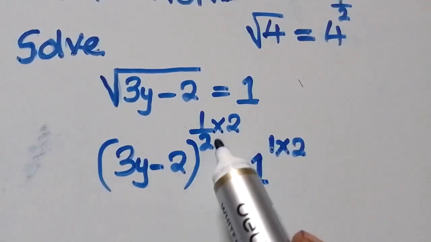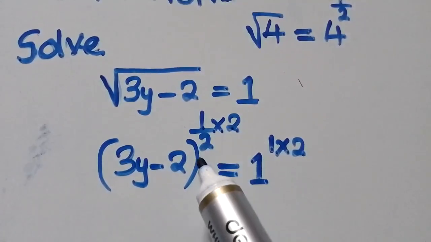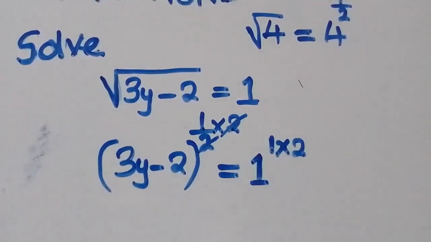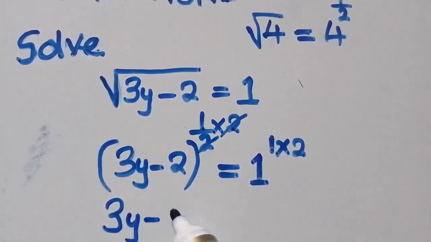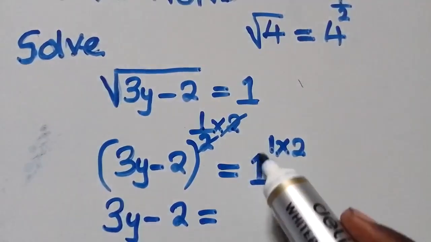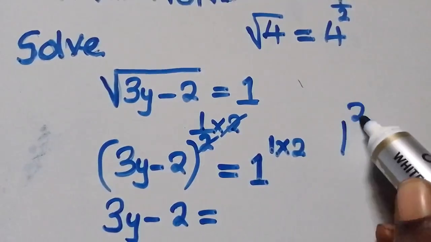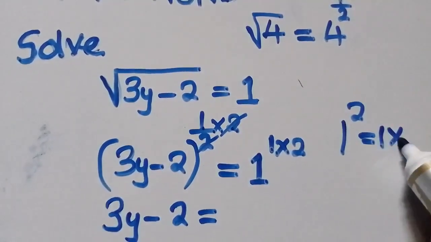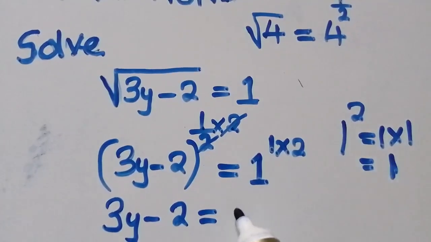So you know that when you multiply 1 times 2, it is 2. 2 over 2 is 1. So that's the same as cancelling these 2. You are going to remain with 3y minus 2, which is equal to what? What is 1 times 2? It is 2. Then 1 to the power 2 means 1 times 1. What are you going to have? You are going to have 1. So just the same as we've got a 1 here.